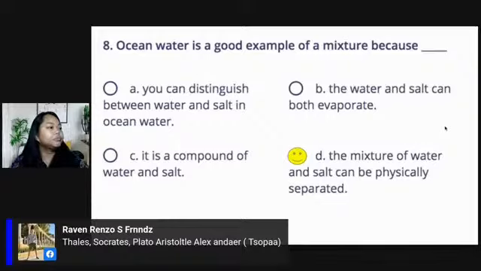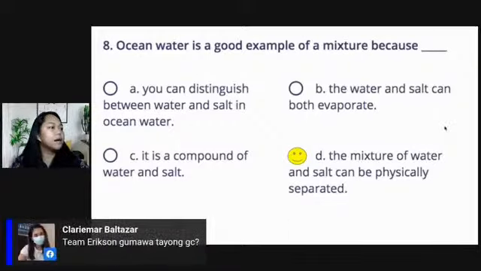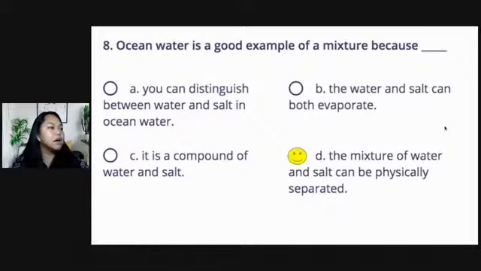Alright? Ayun, may nagsasuggest, Ma'am Clarimel Baltazar, gawa daw kayo ng GC. Okay, gawa kayo later ng GC. Pwede naman dyan kayo mag-usap sa ating group.